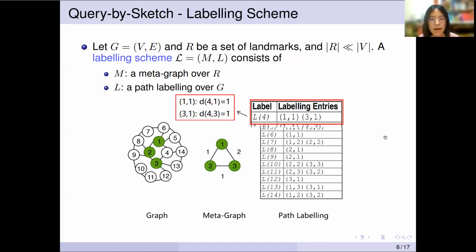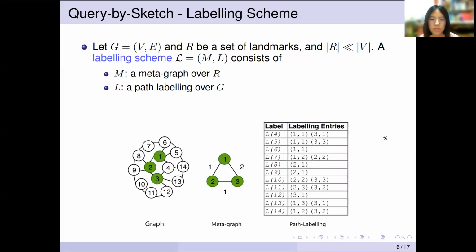The second part is a path labeling, which compactly represents the shortest paths between landmarks and other vertices. Each vertex which is not a landmark has a label with several entries. Each entry shows the distance between this vertex and a landmark. Let us have a look at the label of vertex 4. It contains 1, 1, which means that the distance between vertex 4 and landmark 1 is 1. It also contains 3, 1, which means that the distance between 4 and landmark 3 is 1.